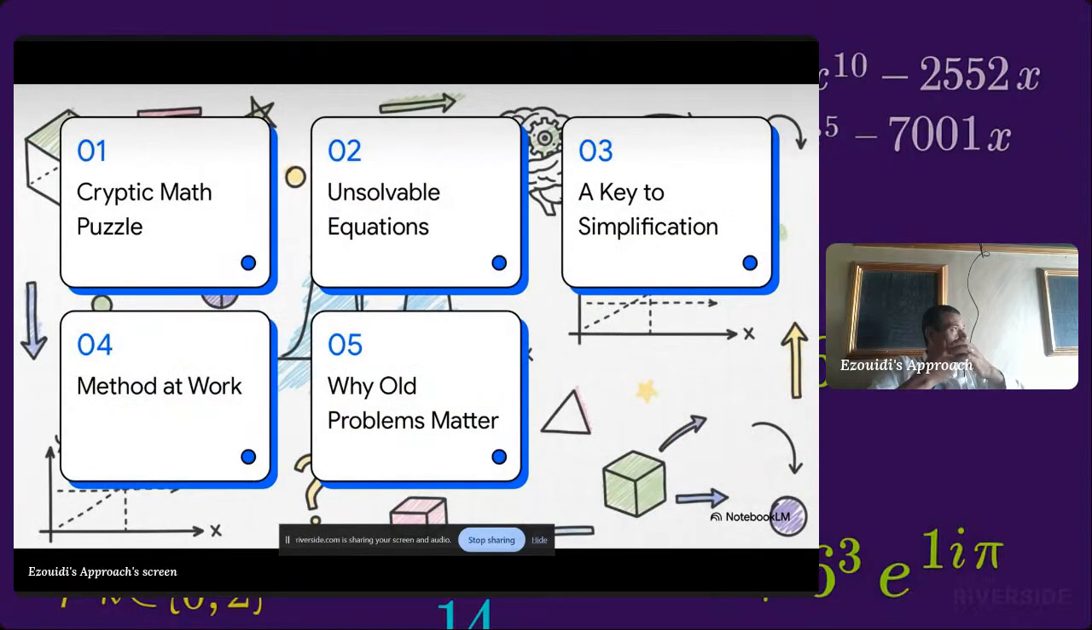All right, here's our game plan. First, we're going to unpack the puzzle itself. Then we'll get into why this has been such a huge historical challenge. After that, we'll uncover the paper's key strategy for simplifying things, see it in action, and finally, we'll talk about why solving these ancient problems still matters so much today.